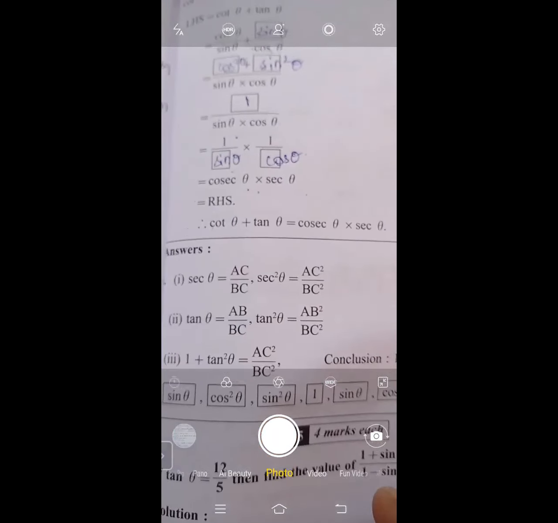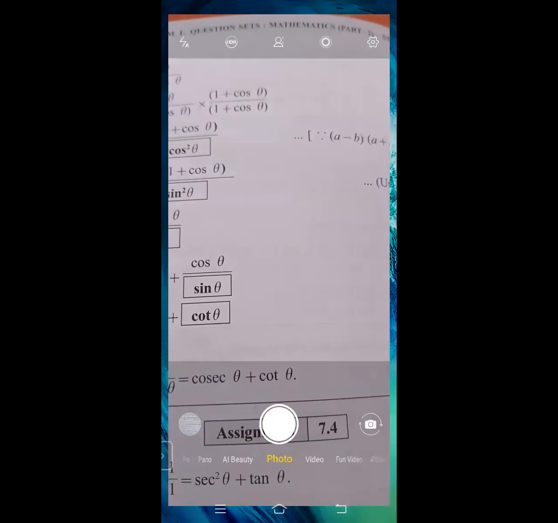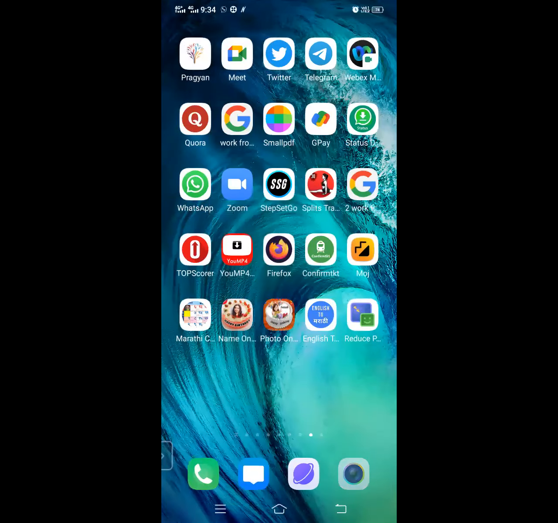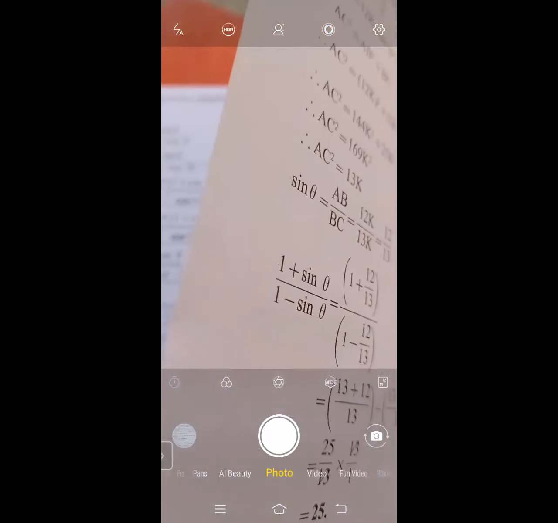I would like to repeat once again that this lesson is easy, but when you practice it, practicing makes this lesson very easy.